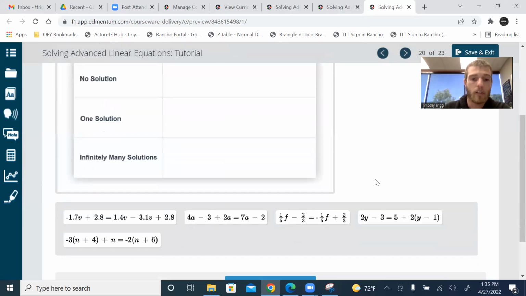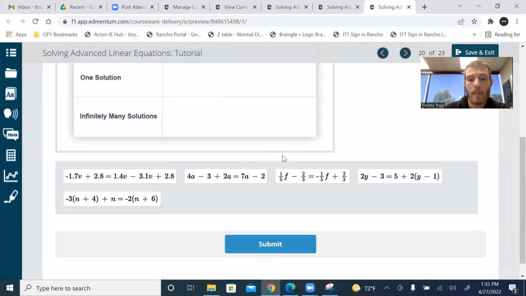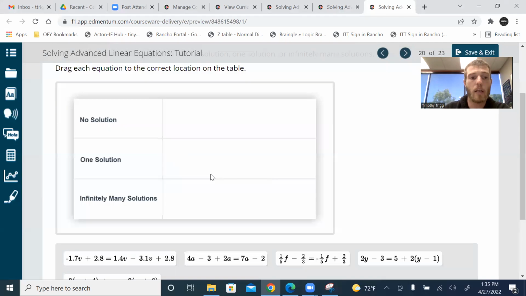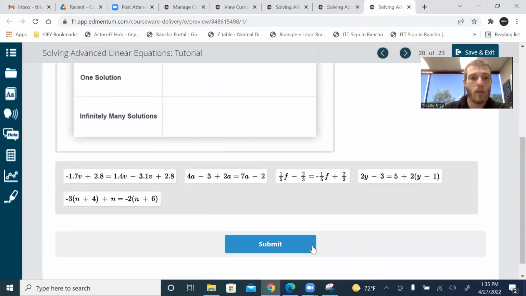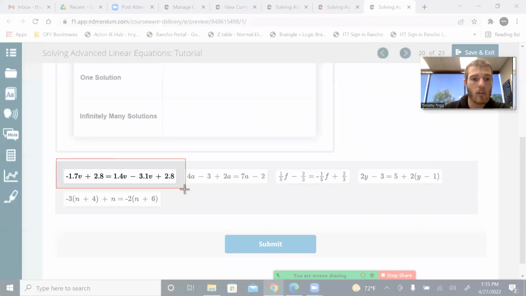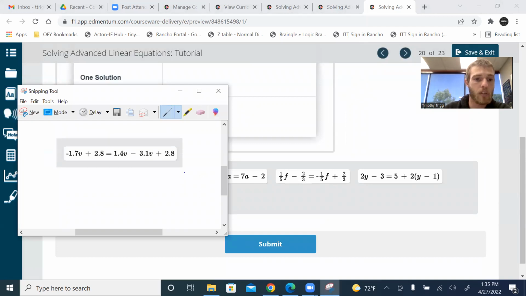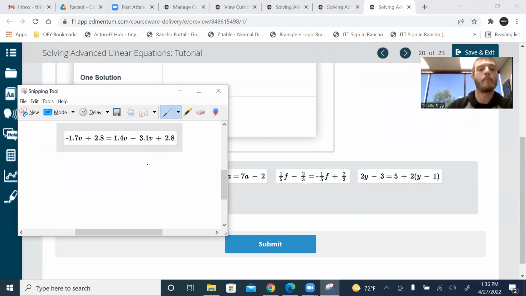So let's go ahead and solve these equations down here. And we're going to put them into no solution, one solution, or infinitely many solutions. We're going to do each one at a time. So let's go ahead and do this one first. It's got decimals in it, but that's not too bad.